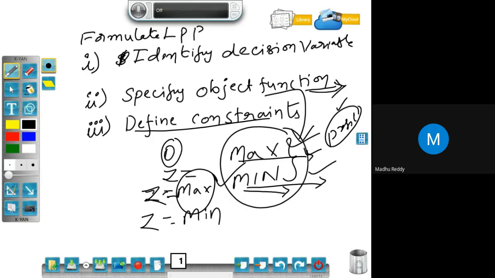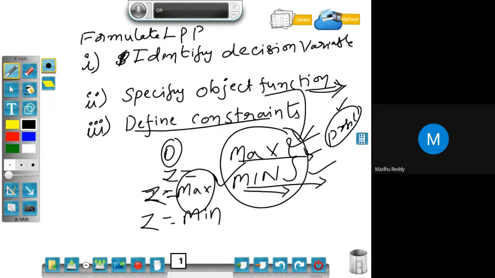These are the things. My company is having this particular thing, and going above this is not possible. These are the limitations of the company. These things will be defined in the form of equations. That is called a linear programming problem. So these are the three steps we are having here.